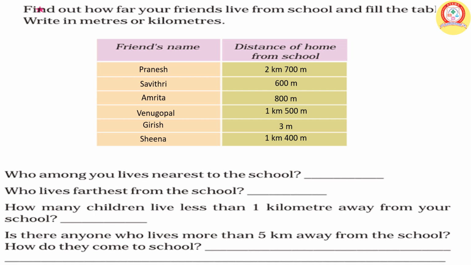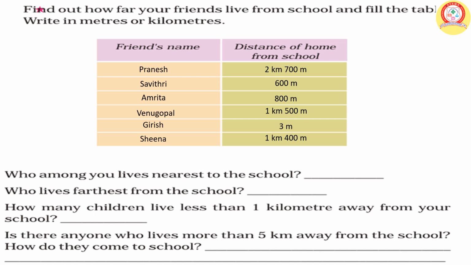Now the first question is, who among you lives nearest to the school? Savitri lives nearest to the school. Okay, children. Now the next question is, who lives farthest from the school? Farthest means far away. So, who lives farthest from the school? Pranesh. Pranesh lives farthest from the school. Now the third question is, how many children live less than 1 kilometer away from your school? Savitri and Amrita live less than 1 kilometer away from the school.